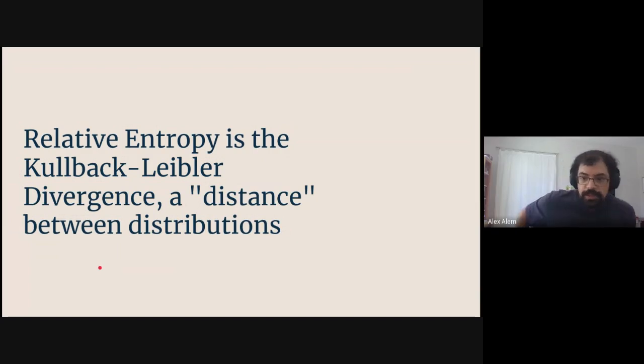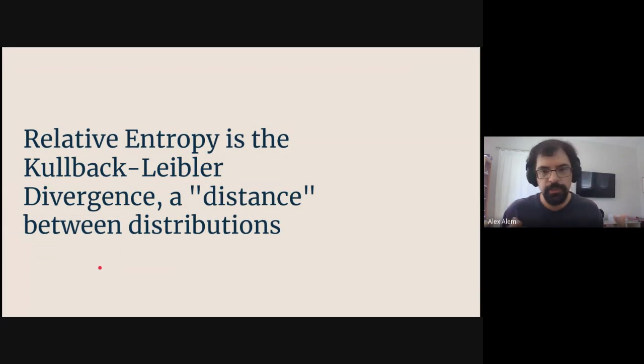Okay, the last interpretation I want to leave you with for KL divergence is that it's a measure of a distance between two probability distributions. And that's very close to what we were just talking about, a magnitude of the update of beliefs versus sort of a distance.